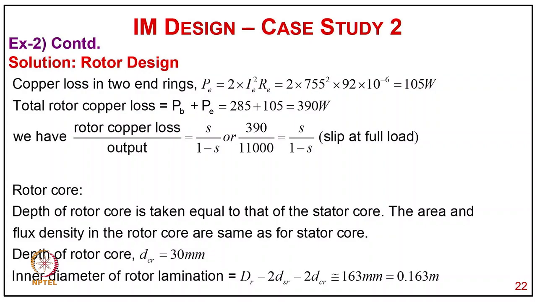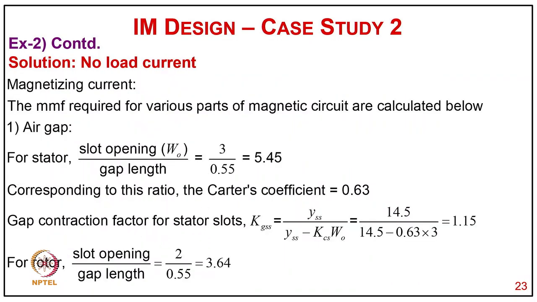So the depth of the rotor core DCR equals 30 millimeter, and the rotor diameter DR equals DSR minus 2 DCR, which comes to 0.163 meter. Now coming to the calculation of parameters. This was the dimensions, now we can calculate the parameters. Typically the no load current has two parts.